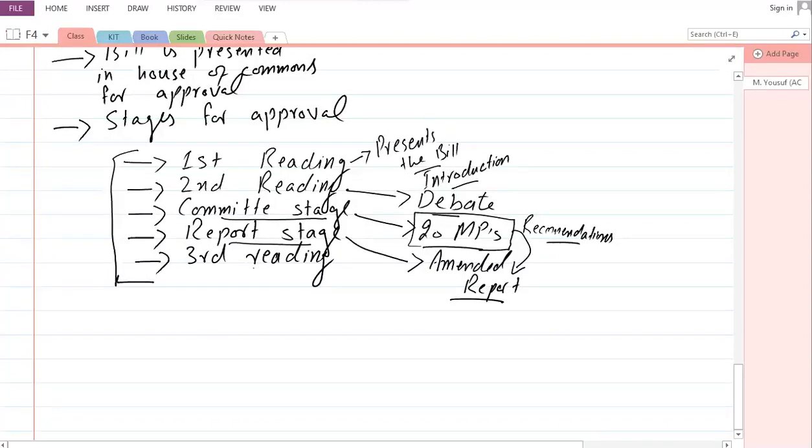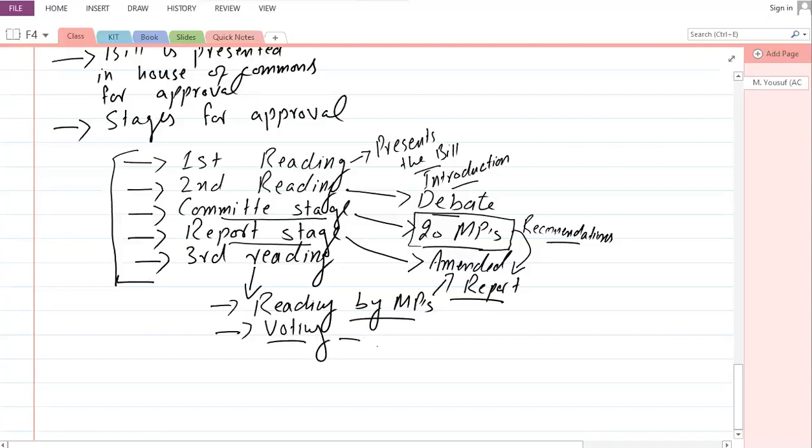And there comes the final stage, that is the third reading. In the third reading, once again, that amended report is provided to every MP. They will read it again, and at the third stage, the reading by MPs will be completed. Every MP will read that amended report, and at the end of the third reading, voting will be held.